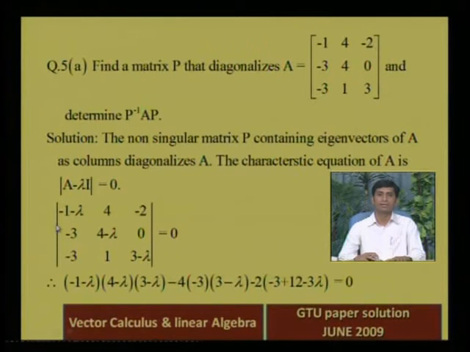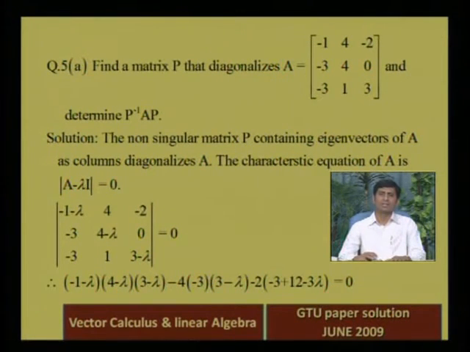Determinant of A minus lambda I is equal to 0, that is minus 1 minus lambda, okay, minus 1 minus lambda. Just in the main principal diagonal elements we have to add minus lambda. So we get minus 1 minus lambda, then 4 minus lambda, and then 3 minus lambda in the main principal diagonal elements. Okay, then 4, minus 2, minus 3, 0, minus 3, 1, all other elements are the same, the changes are only in the main principal diagonal elements. We have to just add minus lambda in all these elements.